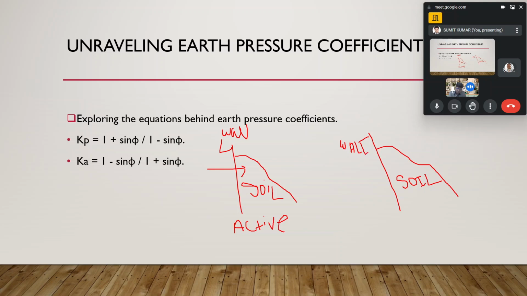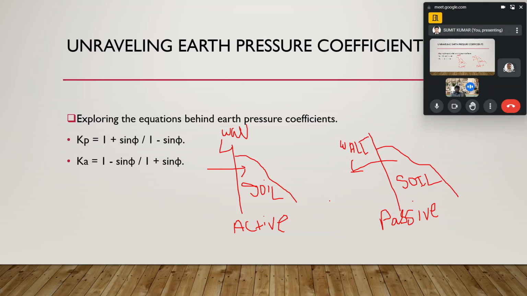When we talk about a wall, this is a retaining wall in a real sense. When the wall moves toward the soil, that is the active state. When the wall moves away from the soil, this is the passive state. So there are two aspects we are talking about. One aspect is when the wall is moving toward the soil, that state is said to be the active state of soil. And when the wall is moving away from the soil, that state is said to be the passive state of soil.